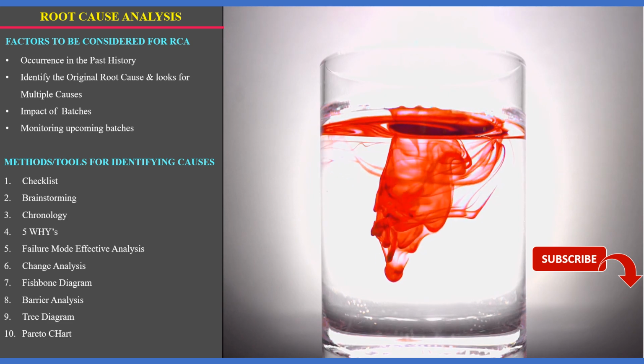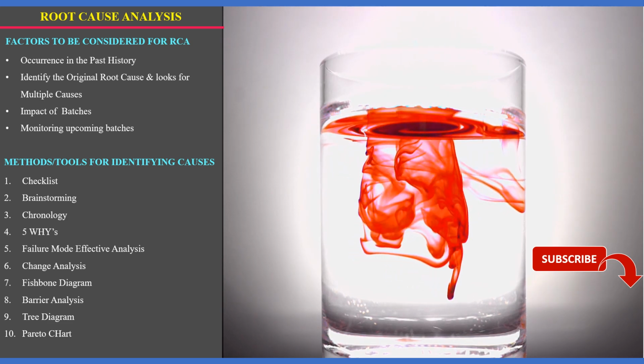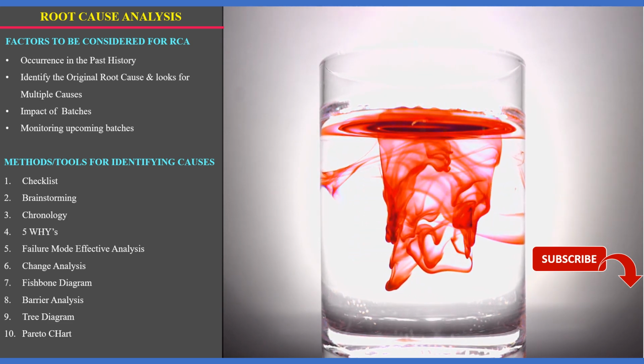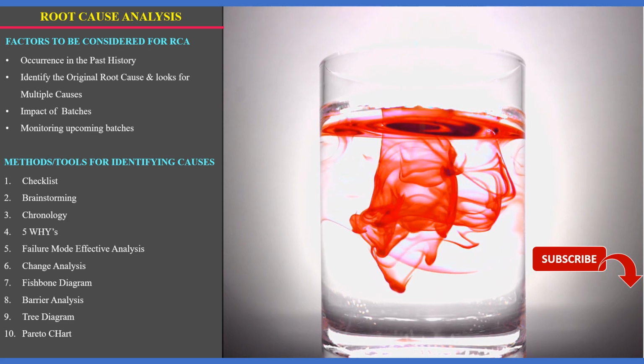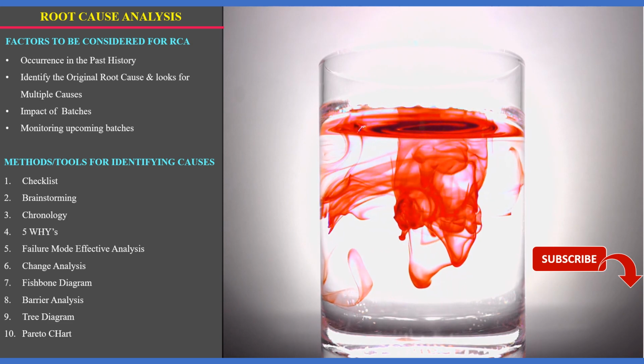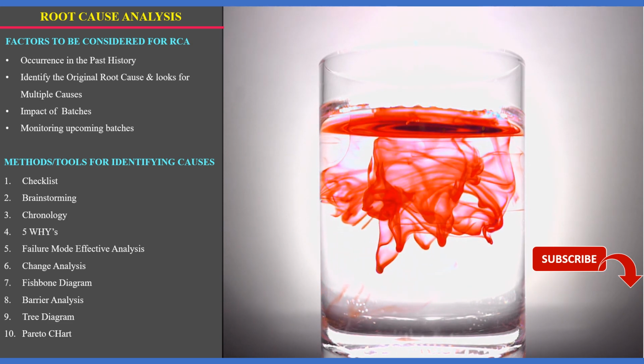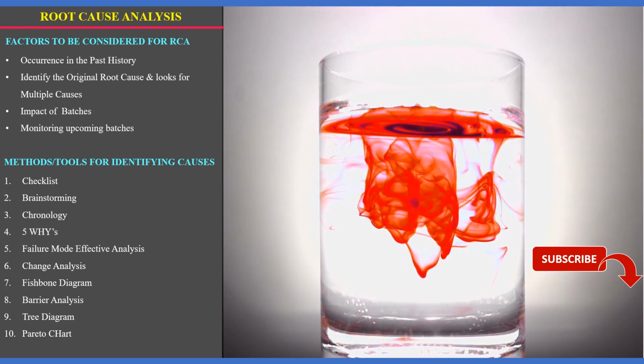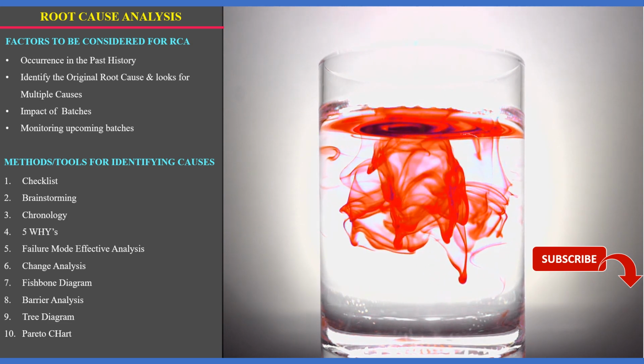So what are the methods for identifying the root causes? The first method is to have a checklist. The second method is to have a brainstorming activity. The third method is the chronological method. Fourth is the 5 whys method. Fifth is the failure mode effects analysis technique. Sixth method is the change analysis method.